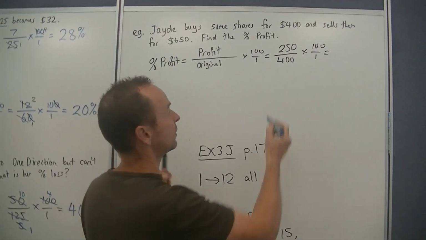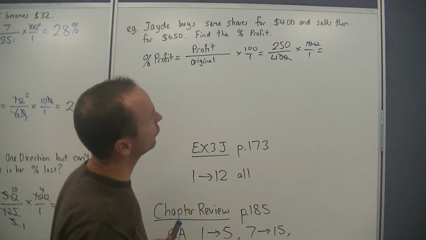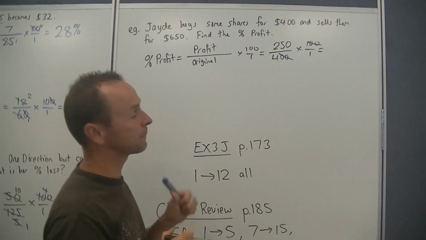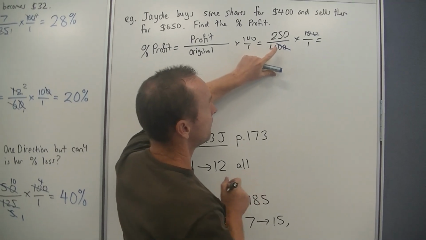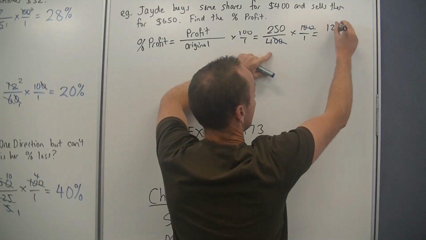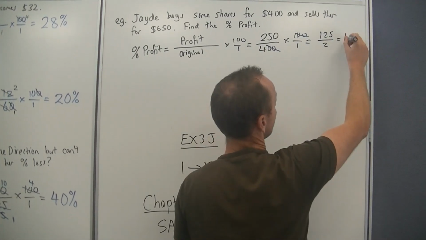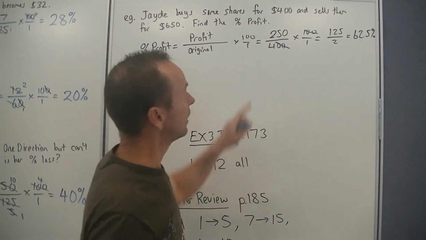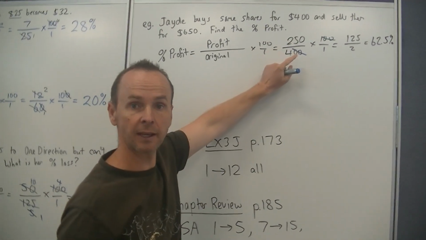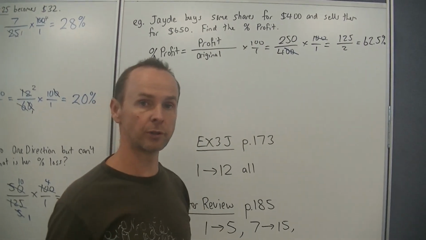So again, what do we do? We simplify. Chop the zeros, chop the zeros. So we've got 250 divided by 4. If we use common sense, divided by 2, we get 125. I'm just going to simplify 125 over 2. And that makes it 62.5 or 62.5%. So what I did is I halved it and halved it again. Just a strategy if you didn't have a calculator or if you didn't want to do short division.